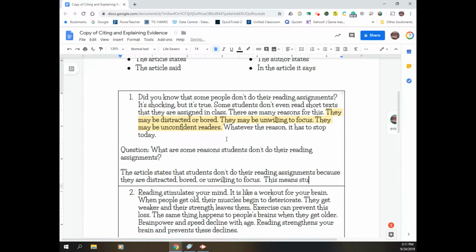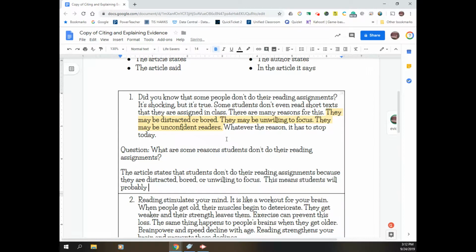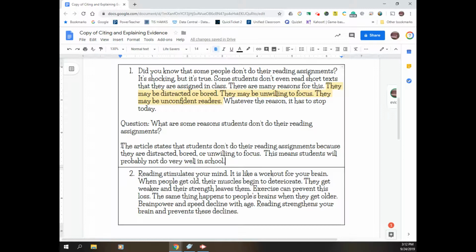This means students will probably not do very well in school. Now you've got your citation and you've got your explanation. This is crucial in RACE. You have a citation, this is your cite, and this is your explain. This is the C in RACE. This is the E in RACE. All right, we've done number 1 together.